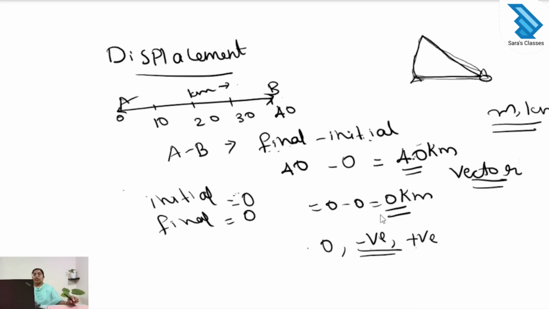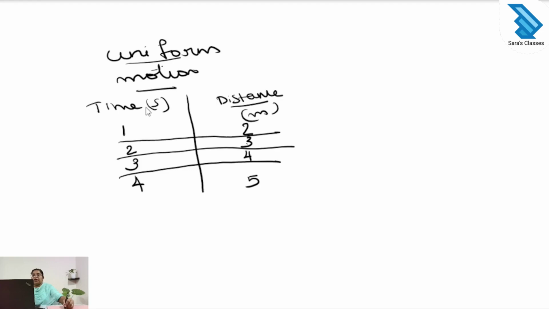Next we have to see uniform motion and non-uniform motion. Here we are taking the time and the distance. We are taking the difference between the times, which is 1, and again 1, and again 1. So in all these cases the time interval is 1 second. And the difference between the distances covered is also the same.